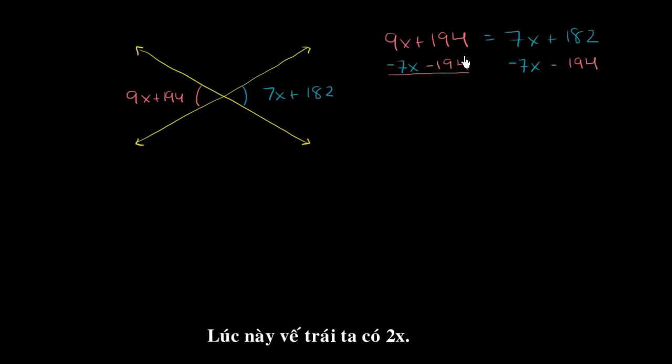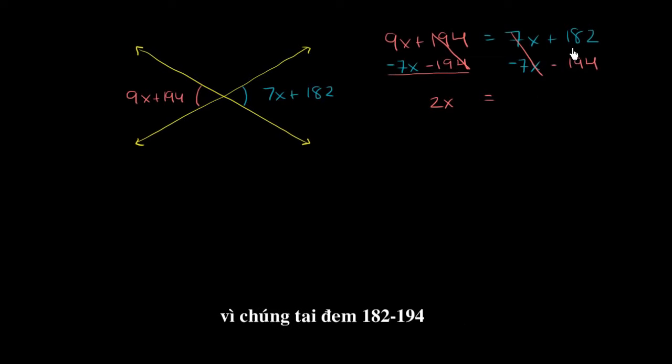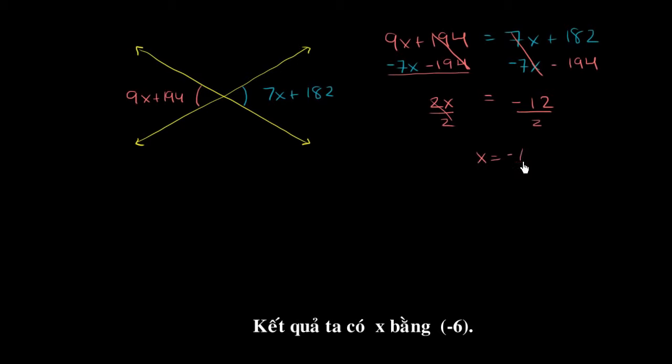And on the left, what we're left with is just 2x. And on the right, what we're left with, let's see, 182 minus 194. If it was 194 minus 182, it would be positive 12, but now it's going to be negative 12. We're subtracting the larger from the smaller, so it's equal to negative 12. And then divide both sides by 2, and we get x is equal to negative 6.